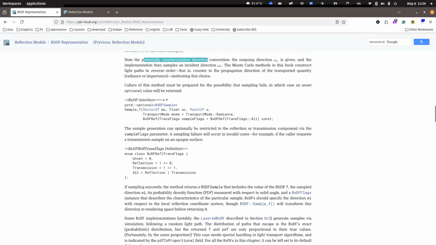Potentially counterintuitive direction convention: the outgoing direction omega O is given, and the implementation then samples an incident direction omega I. The Monte Carlo method in this book constructs light paths in reverse order, counter to the propagation direction of the transported quantity, which motivated this convention.